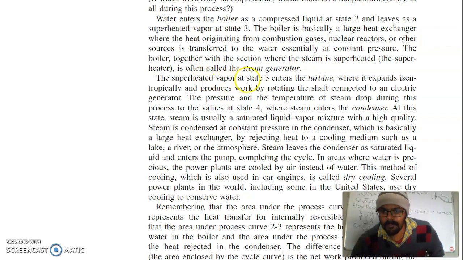The superheated vapor at state 3 enters the turbine, where it expands isentropically and produces work by rotating the shaft connected to an electric generator. The pressure and temperature of steam drop during this process to the values at state 4, where steam enters the condenser. At this state, steam is usually a saturated liquid vapor mixture with high quality. Steam is condensed at constant pressure in the condenser, which is basically a large heat exchanger, by rejecting heat to cooling mediums such as a lake, river or the atmosphere. So steam leaves the condenser as a saturated liquid and enters the pump, completing the whole cycle.